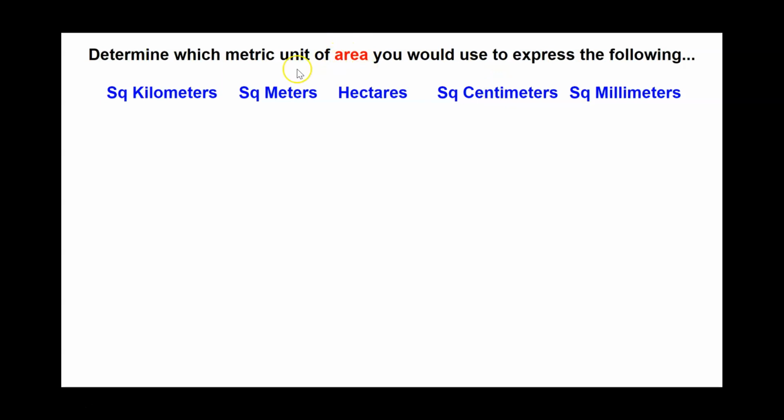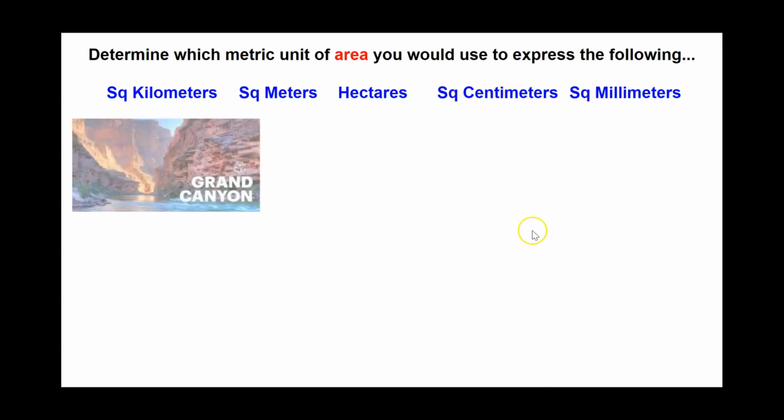So we're going down to area. This is square kilometers, square meters, hectares, which means area again, like acres of land, square centimeters and square millimeters. So if I want to measure the Grand Canyon, I don't know if any of y'all have been. I still want to go and see it, but how would you measure the Grand Canyon?